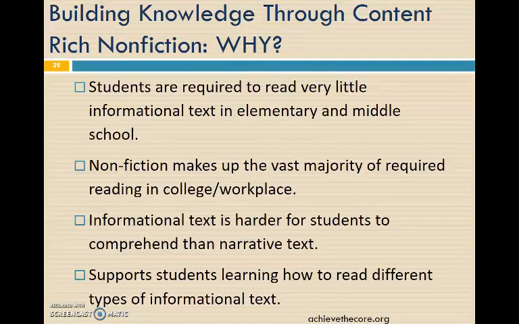And we also know that informational text is harder for students to comprehend than narrative text. And it's simply because we don't talk like a science textbook or math textbook. But we do, storybooks sound like conversation. And so that's familiar to students. And we need to help students learn how to read different types of informational text, because reading in math looks very different than reading in history.